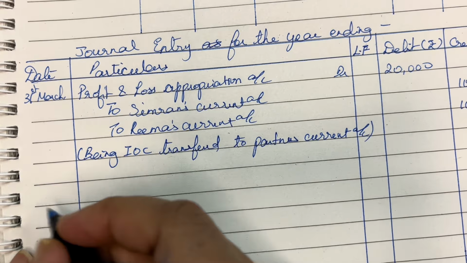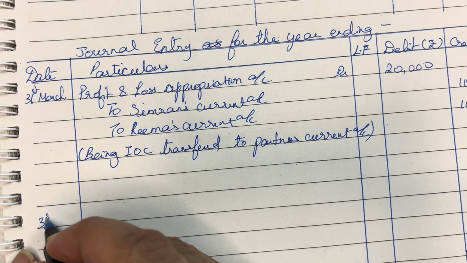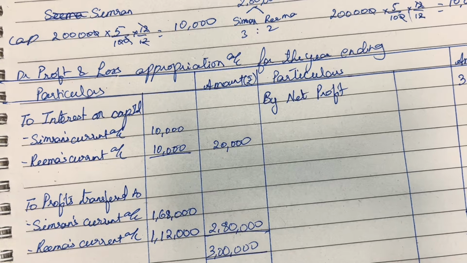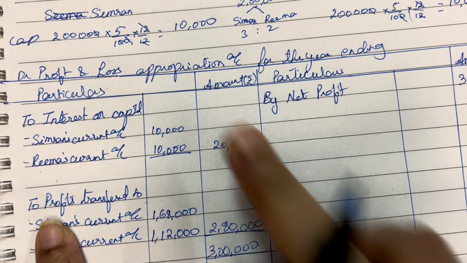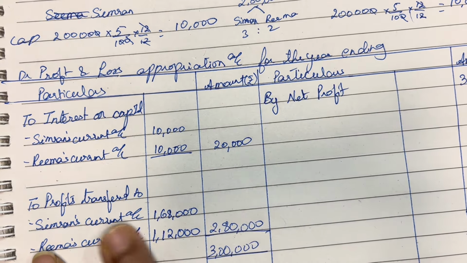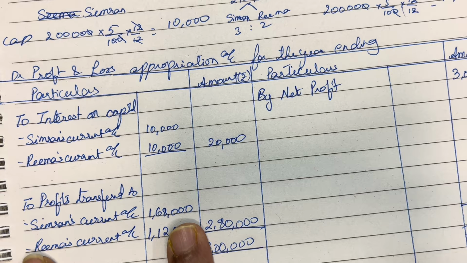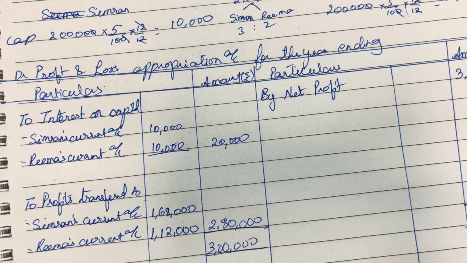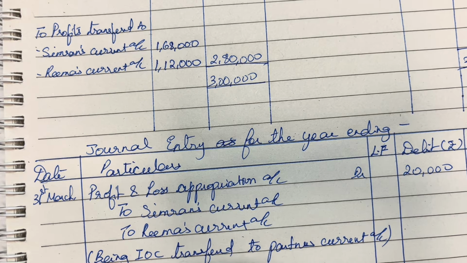The next entry would again be on 31st March. What is the next entry? That would be these profits, right? Profit and loss appropriation account, debit to Simran's current account 1,68,000 and Reema's current account 1,12,000. Let's write down that entry.